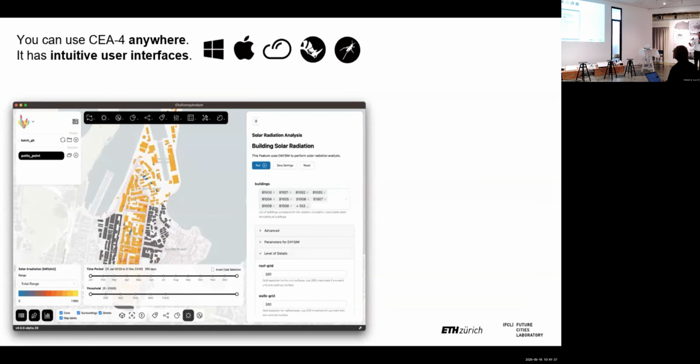So CA4, now you can use it almost anywhere. That's for designers, including Windows and Apple systems as a desktop. And then there's also the online version now. You can use CA online. Later I will share a link if you want to play around.